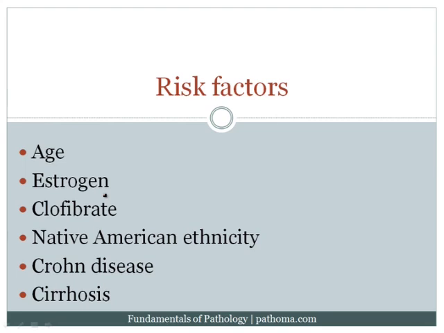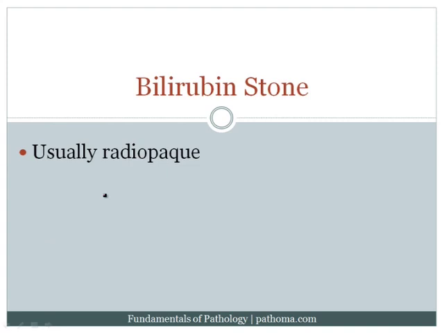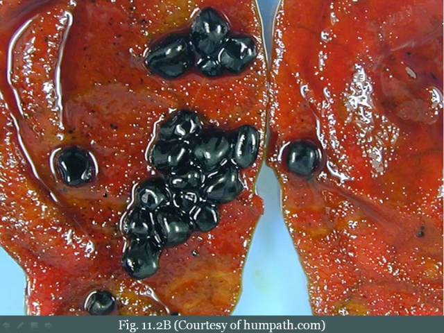And finally, cirrhosis would increase the risk, and that's because when there's cirrhosis, there's decreased production of bile salts by the hepatocytes. So again, cholesterol would not be able to solubilize, and hence there would be an increased risk of precipitation. Bilirubin stones are usually radio-opaque, so they show up on X-ray. And the classic feature of bilirubin stone is that it would be black in color.